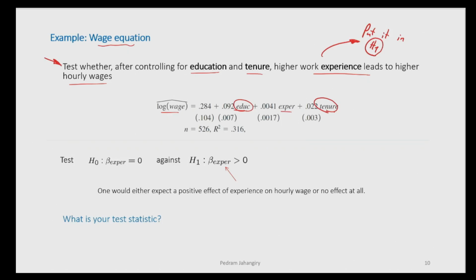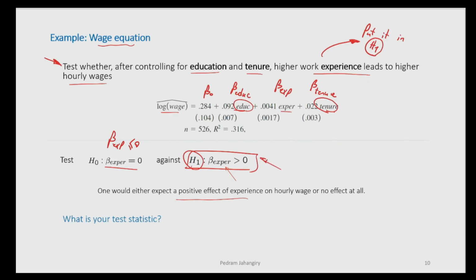It's going to be if this coefficient, so let's say this is beta 0, this is beta education, this is beta experience, this is beta tenure, right? We want to see if beta experience is greater than 0 or not. Again, whatever you want to show, you put it in the alternative. And the rest of it is going to go into the null. So again, if you write it like this, or beta experience less than or equal to 0, this is also fine. Okay, so one would either expect a positive effect of experience on hourly wage or no effect at all. So this is what we're testing.